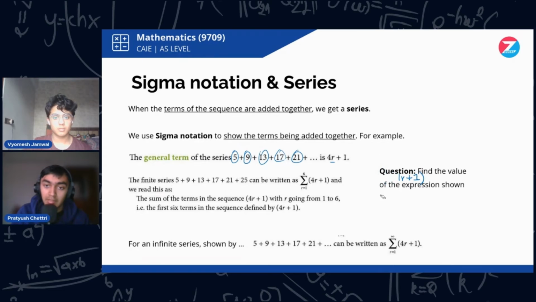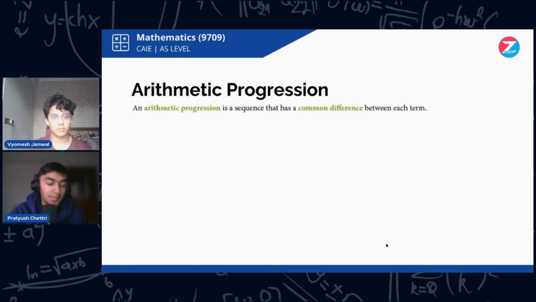Oh, and here's an extension little thing I have here. Find the value of this expression, which means it's the 1, 2, 3, 4, 5, 6 things added together, which gives me 5 plus 9 plus 13 plus 17, oh, I missed a term there, plus 21 plus 25. The value of this expression is 90. Okay, so that wasn't too important to our syllabus, but this definitely is.